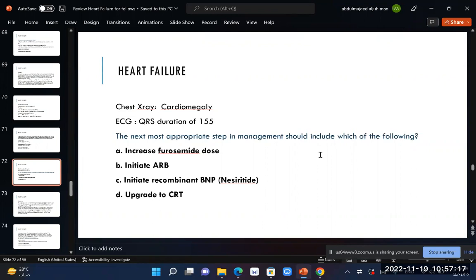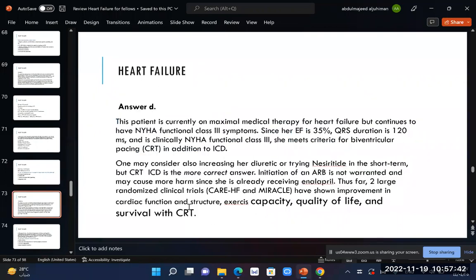Excellent. So the question tells you that the patient is somewhat overloaded, but not terribly overloaded. So increasing furosemide is not the answer to the question, and the ARB is at a good dose with a good blood pressure, so this is not the answer. The patient does have a wide QRS complex. At the same time, she's still symptomatic. So this is an indication to upgrade to CRT.